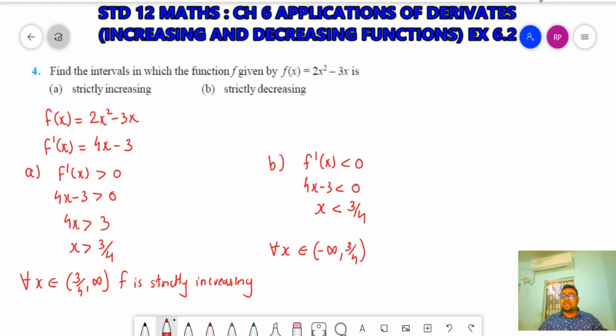Remember, if it is less than, then the number will come on the right side with open interval. And if it is greater than, then on the left side and so till the positive infinity. Here it's less than. So minus infinity to 3 by 4, f is strictly decreasing. Okay, clear? This was about question number 4. So just note it down.